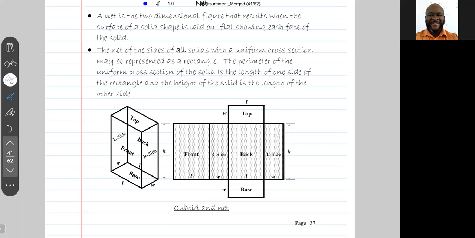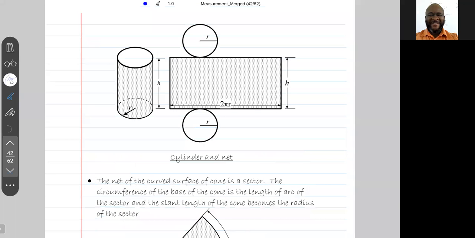Turning the page. All right, so this is a cylinder, which is also a solid shape with a uniform cross-section. You open out the cylinder. Now, the distance around the edge up here, that's a circumference. It becomes this length. So the circumference becomes the length of the rectangle, and the height of the solid becomes the width of the rectangle. And of course, you have the two circles, one at the top and one at the bottom. So this is the net of a cylinder, which is a solid shape with a uniform cross-section.